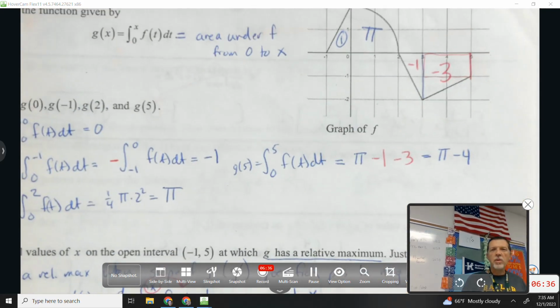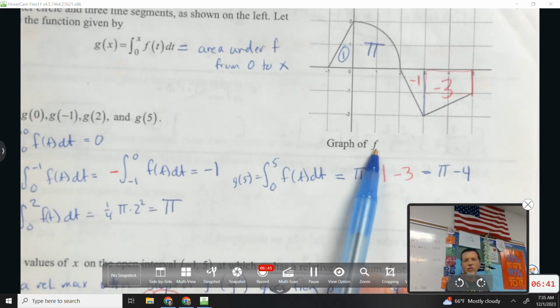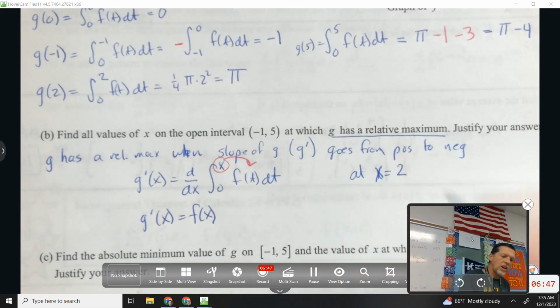So I'll look at my picture. And where does the graph of f change from positive to negative? At 2. So that means G has a maximum at 2.